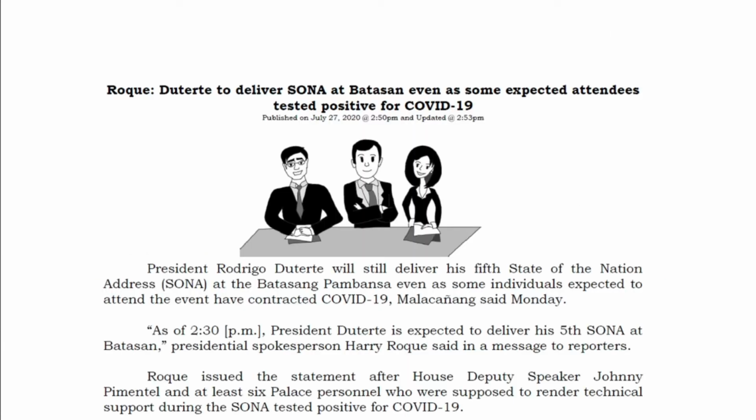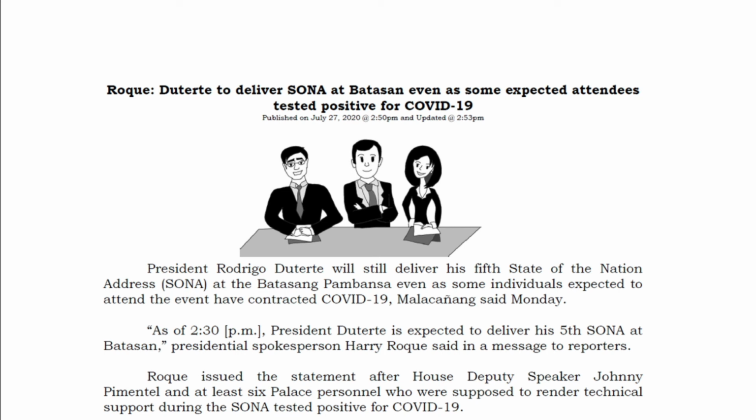Roque: Duterte to deliver SONA at Batasan even as some expected attendees tested positive for COVID-19. Published on July 27, 2020 at 2:50 p.m. and updated at 2:53 p.m. President Rodrigo Duterte will still deliver his 5th State of the Nation Address or SONA at the Batasang Pambansa even as some individuals expected to attend the event have contracted COVID-19, Malacanang said Monday.